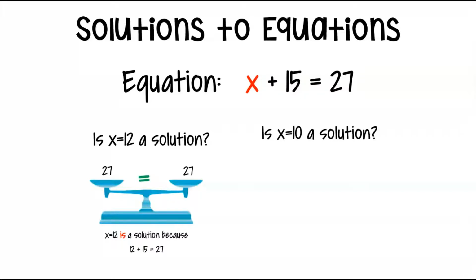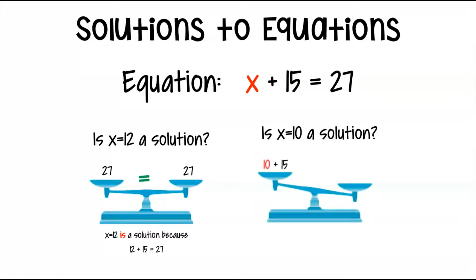Let's check to see if 10 is a solution to the same equation. Take a look at our scales. You can already see a little clue here. But 10 plus 15 needs to be equal to 27. Well, 10 plus 15 ends up equaling 25. Since 25 and 27 are not equal, x equals 10 is not a solution. They are not equal. And notice that there's only one number that will ever make this equation true.